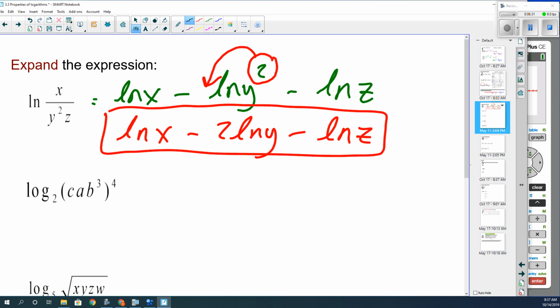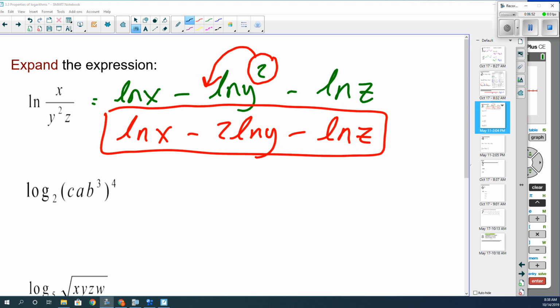Okay, so the next one, show me in the air how many logs you think I'm going to have in my final answer on the next one. Okay, so it is 3. We have 3 things multiplied together, so we should have 3 logs when we're done with this problem.